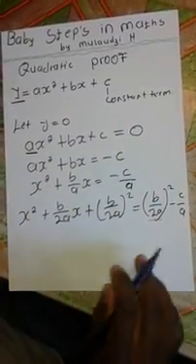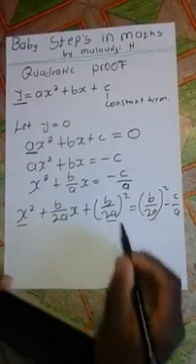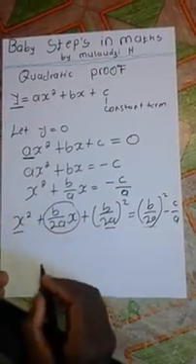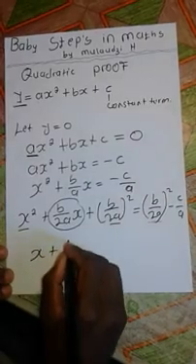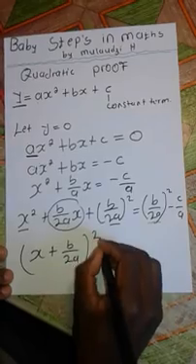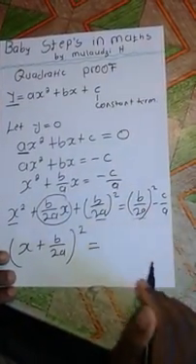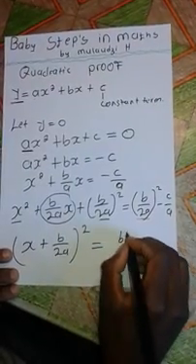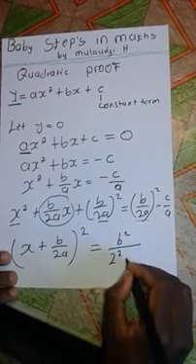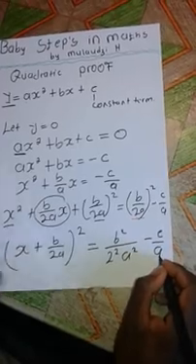Okay, now if we take this one and this one, we square all of them, they're going to give us our middle term. It means that I can write it as x plus b over 2a all squared is equal to this one. I remove the brackets, I apply the law of exponent. I'm going to have b squared over 2 squared a squared minus c over a.